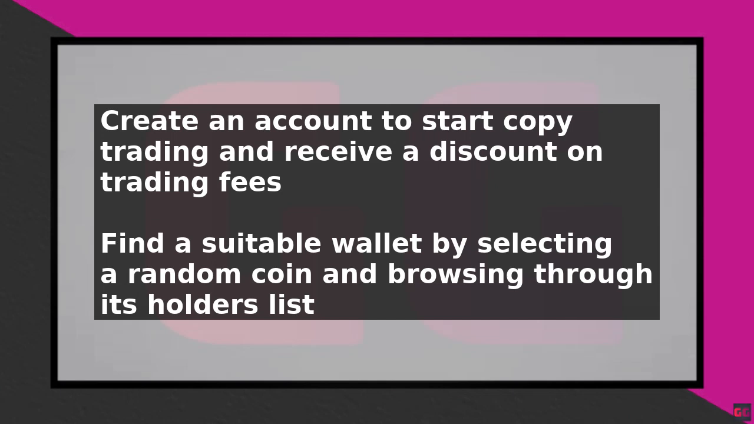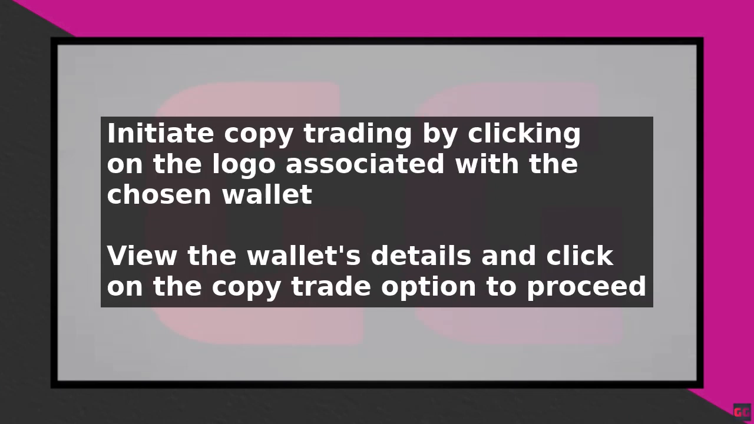Once you're logged in, you can start the copy trading process by finding a suitable wallet. A simple way to find wallets is by selecting a random coin, clicking on the holders, and browsing through the list of holders for that coin. To copy a wallet's address, simply click on it.